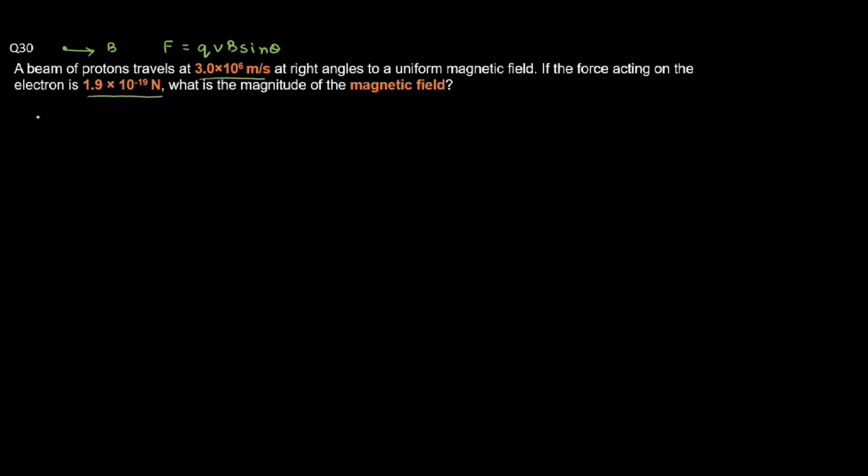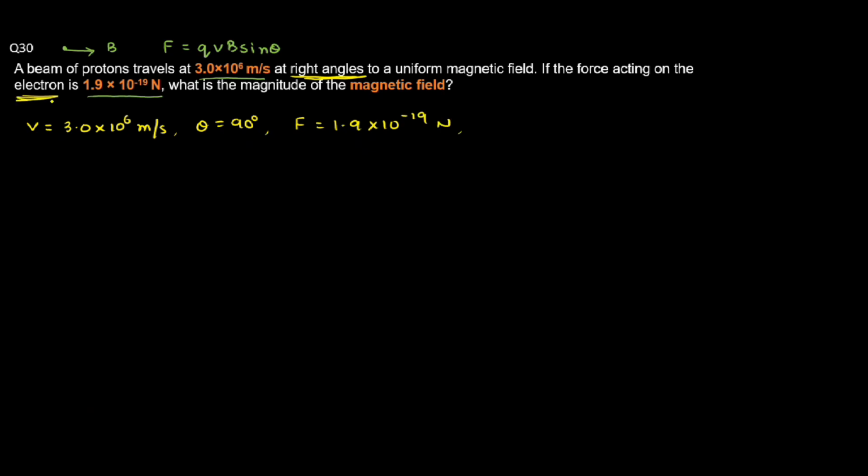They have given you the speed of the particle, which is v, 3 times 10 to the power 6 meters per second. They have given you the angle between the velocity and magnetic field. Right angle means it is 90. Then I have the force acting on the electron, 1.9 times 10 to the power negative 19 Newton.